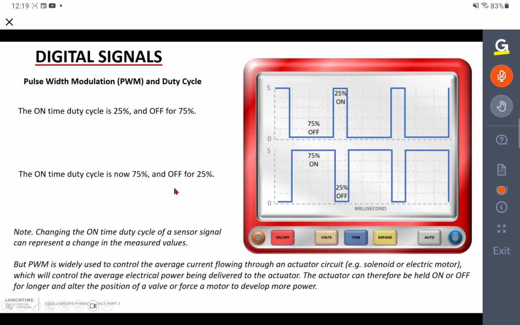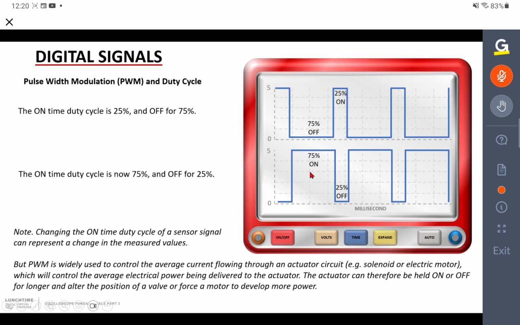If we then change the signal round completely, and it was now switched on for 75% of the time and switched off for 25% of the time, we would have current flowing through the circuit for 75% of the time, which means on our theoretical circuit with 10 amps, we would now have 7.5 amps average current flowing through the circuit. So again, if it was connected to a solenoid valve, the valve would open much more than if it was switched on for 25% of the time.